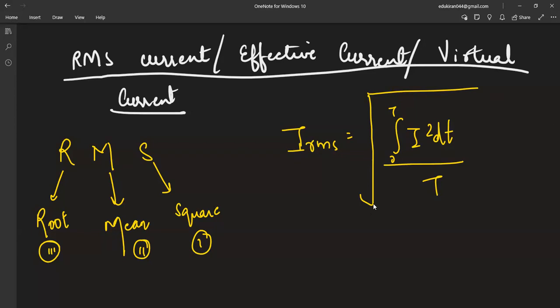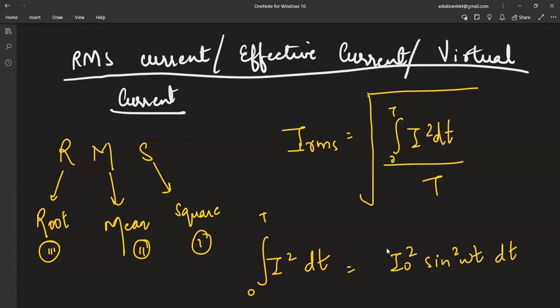Now, see class, we'll solve the root and everything later. First, let us just find the simple integral of I square dt from 0 to T. Because if I solve it along with the roots, it will become very confusing when I divide by T and put the under root. All right, now see, what was I square? This is I naught square sine square omega t dt, integrating from 0 to T. This is the exact same step which we followed in the last class.